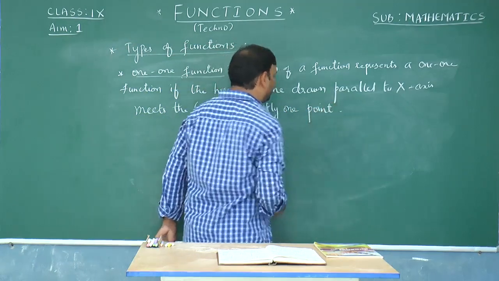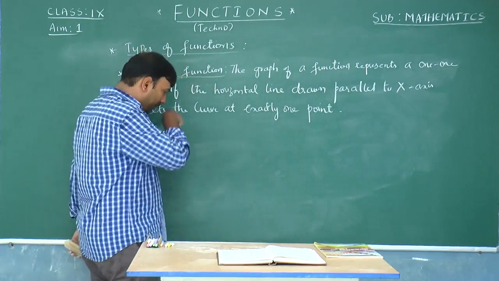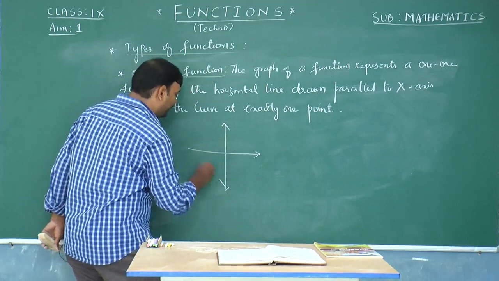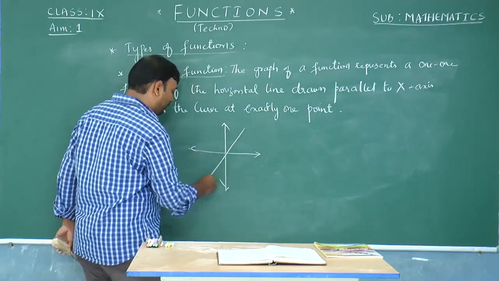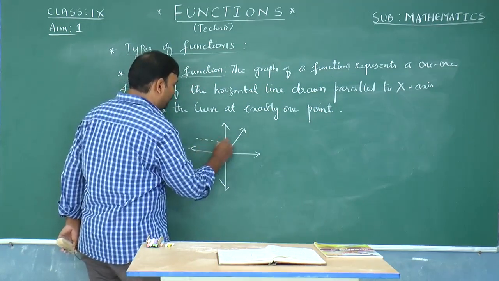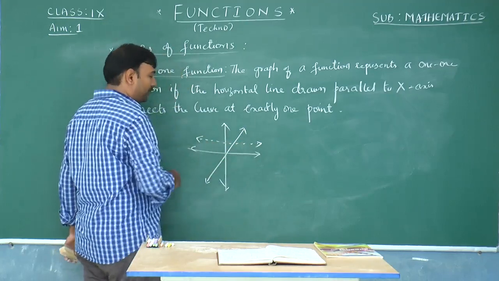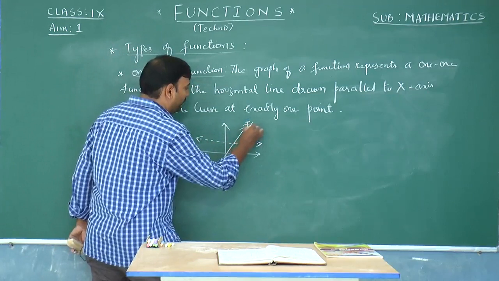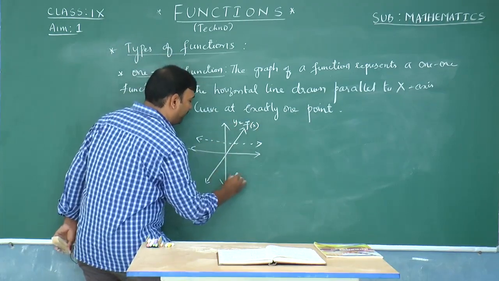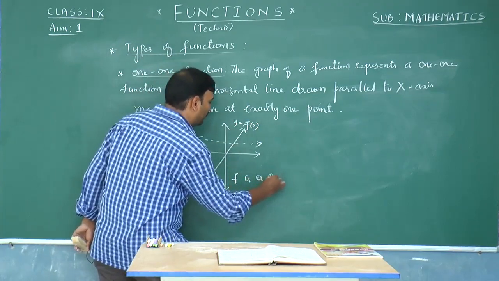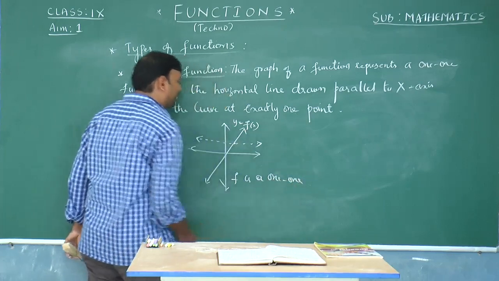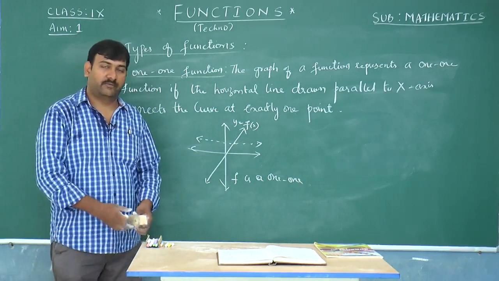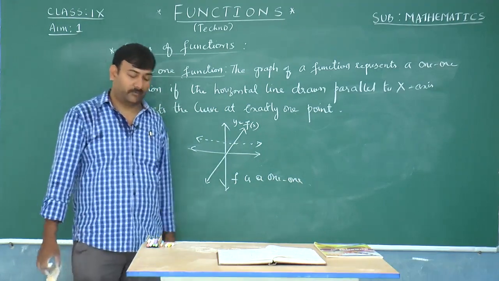one point. So whenever the horizontal line meets the graph at exactly one point, the graph is going to be called as representing the one-to-one function. So if I draw a horizontal line parallel to the x-axis, it meets the curve at exactly one point. Therefore, you can say the curve f is a one-to-one function. So these are the different ways of questioning a one-to-one function.